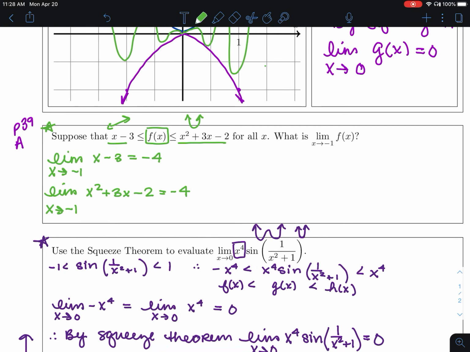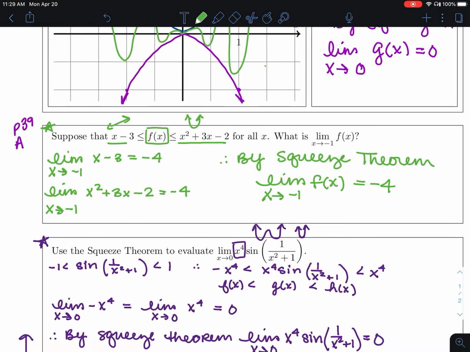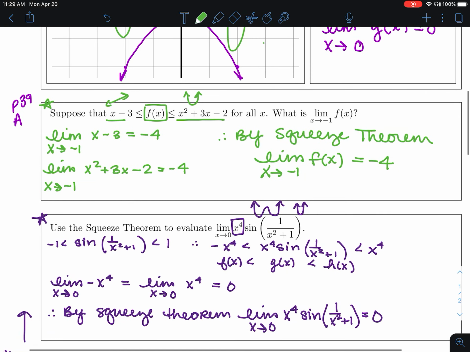Since f of x is squeezed between two functions that are going to the same value, we can say, therefore, by squeeze theorem, the limit as x approaches -1 of f of x is going to equal -4. And so that was very similar to the one from page 39, problem A.